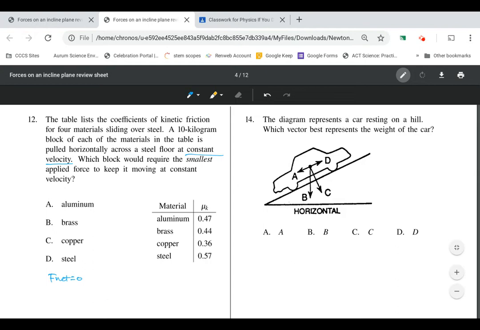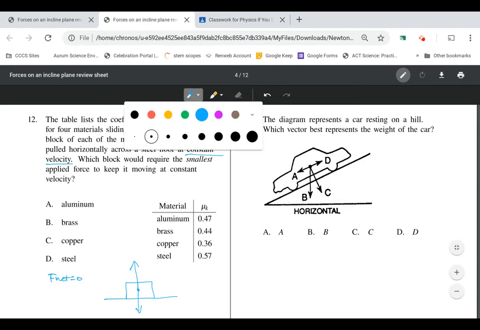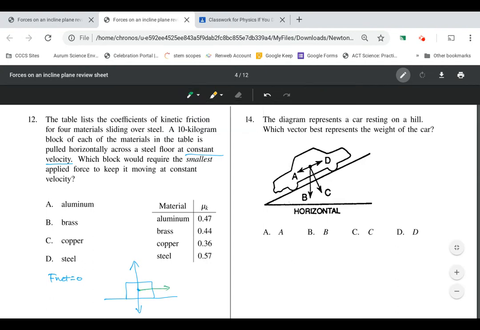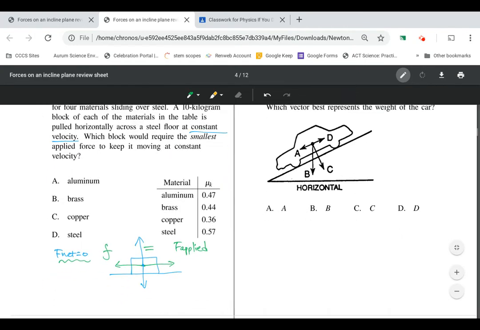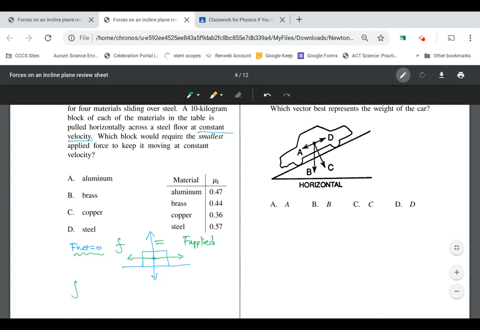So we know when you have a block, you have gravitational force, you have normal force. And what's more important here is your applied force and the frictional force. Since your F net is 0, that means your applied force and the frictional force are equal to each other. So the more frictional force, the more applied force you will need. Okay? So we know friction is coefficient times normal force.